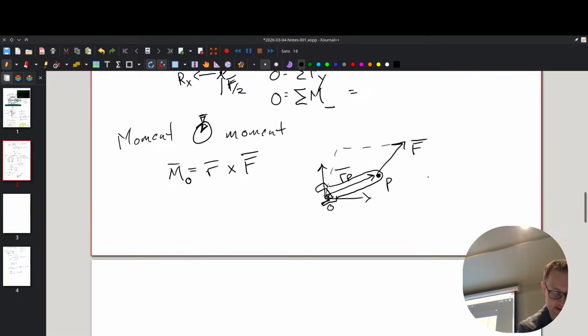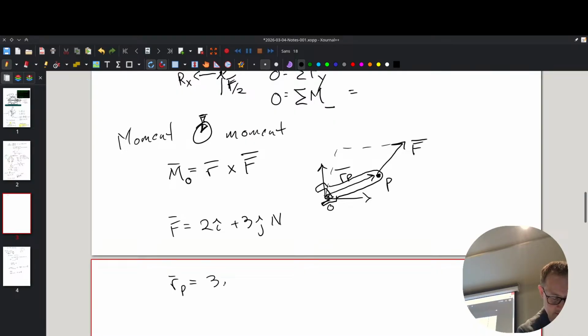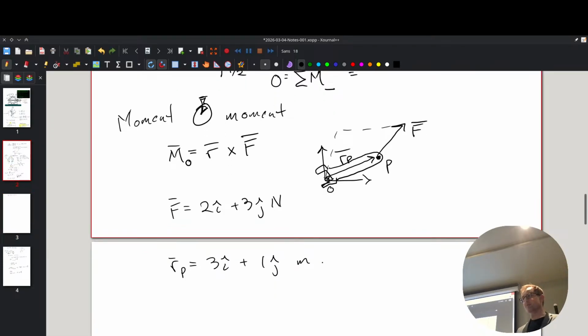But let's turn this into, so let's say F is, we need positive, so let's say it's 2I plus 3J newtons. R of P is 3I plus 1J meters. A big honkin' wrench with a tiny force. It's like a 4-meter wrench. That's pretty darn long.